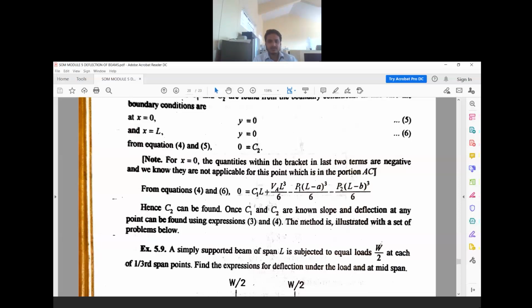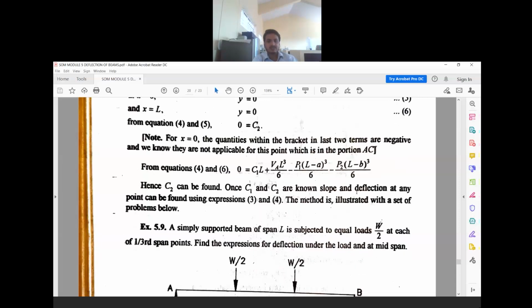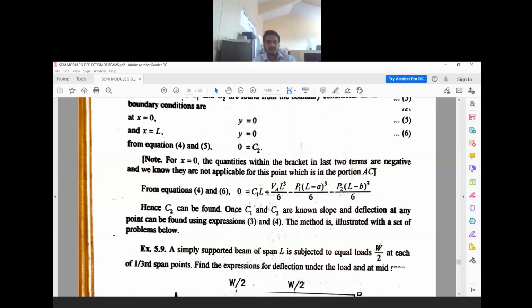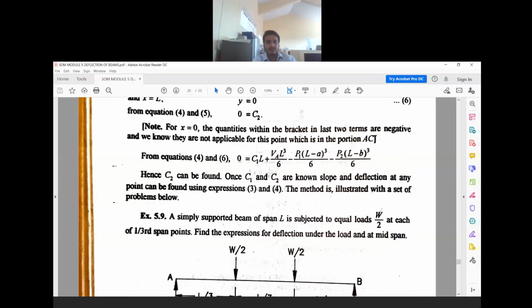C1 into L plus VA into L cube by 6, same, minus P1, and in place of x, what happened? x is equal to L. Next again, in place of x, L came. So this is the equation. So substitute this equation for C1. Hence C2 can be found. So once C1 and C2 are known, slope and deflection at any point can be found using expressions 3 and 4.